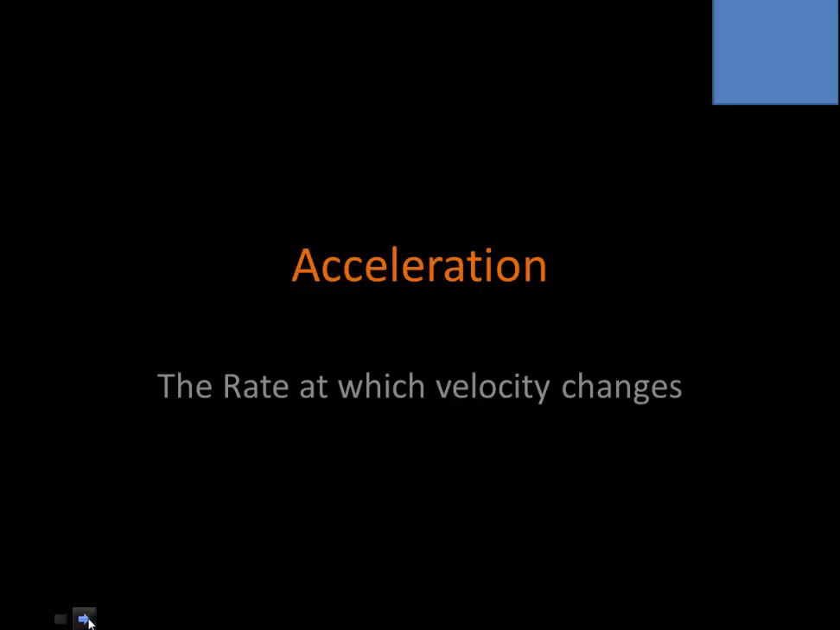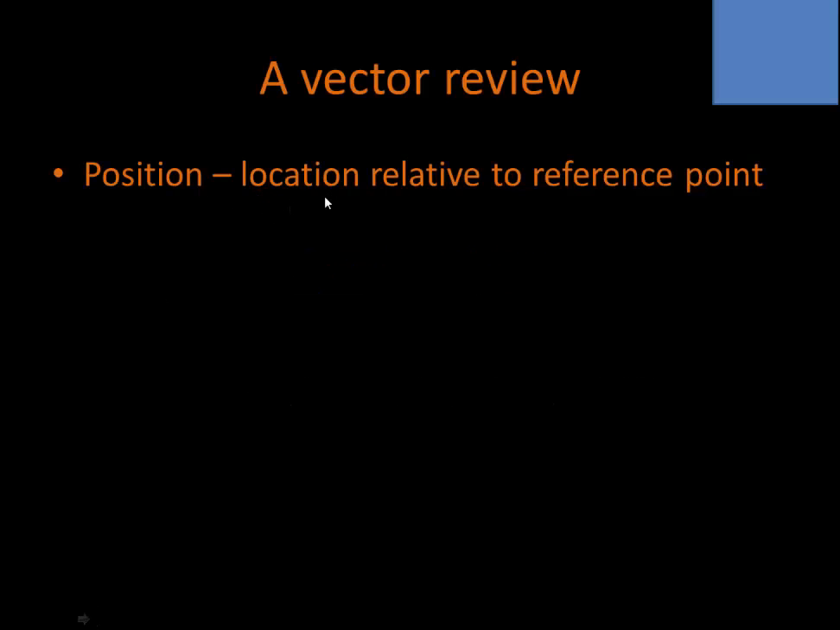Now remember, velocity is a vector. We've seen several vectors, so let's review those real quick. Position is a vector. It's the location relative to a reference point. Remember, vectors give both magnitude and direction. So if I have a reference point right here, this is my 0 position, I could be 1 meter in front of it. That would be to here.